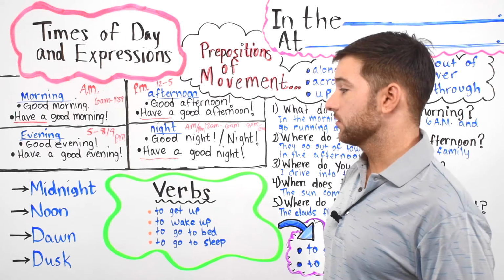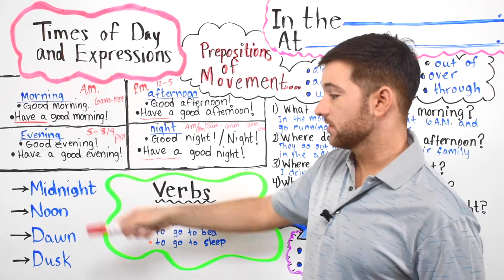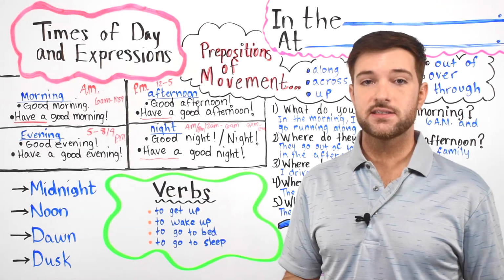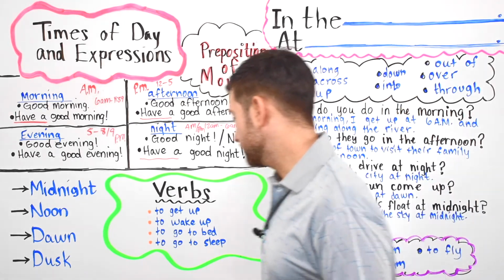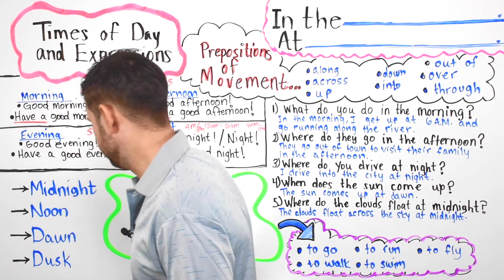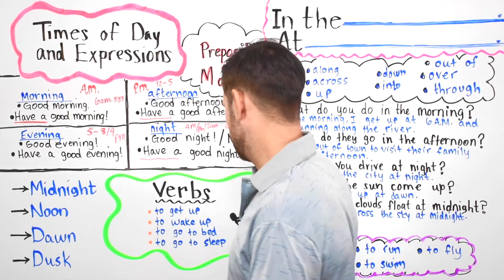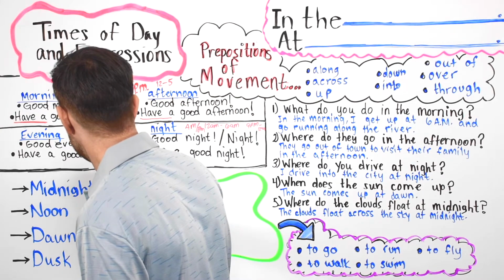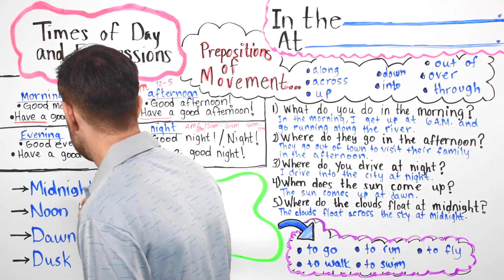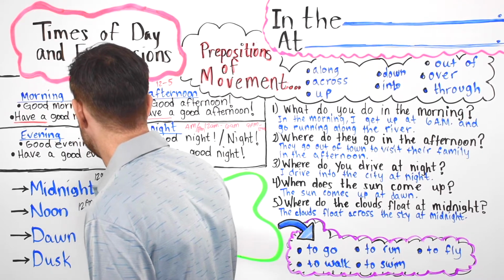Then we have some other words here. Midnight, for example. You know what time midnight is? Midnight is at 12 a.m., okay? So when it's 12 a.m., that's midnight. Noon. Okay, so noon is at 12 p.m. So I'll put 12 a.m. here. 12 a.m. This is 12 p.m.